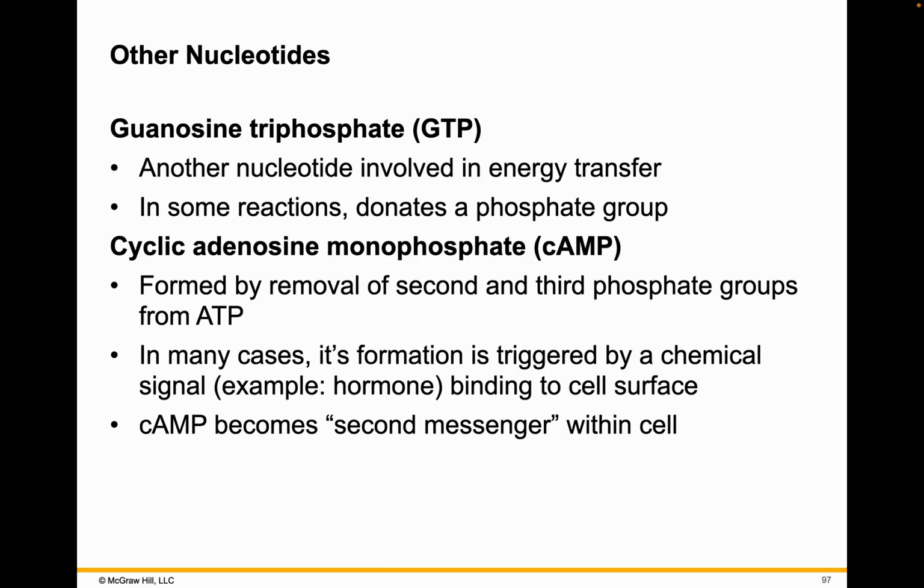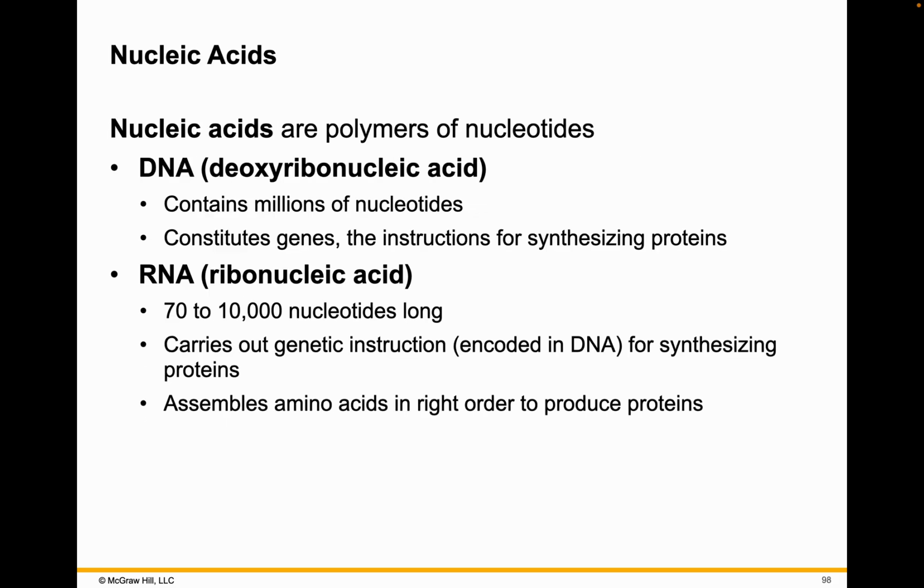The other nucleotides are guanosine triphosphates, which are similar to ATP, but they are used in some reactions. Cyclic AMP is another important compound that is a second messenger in many reactions. And the final 2 nucleic acids are the ones you're probably most familiar with. DNA, deoxyribonucleic acid, which makes up the genes, the instructions for synthesizing proteins, and RNA, or ribonucleic acid, which takes those instructions and uses them to build the proteins.